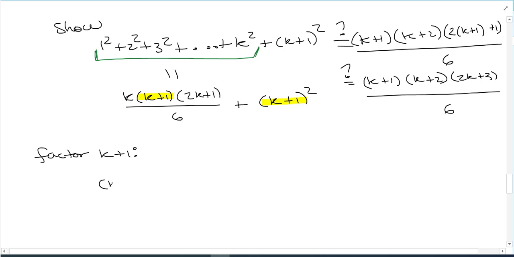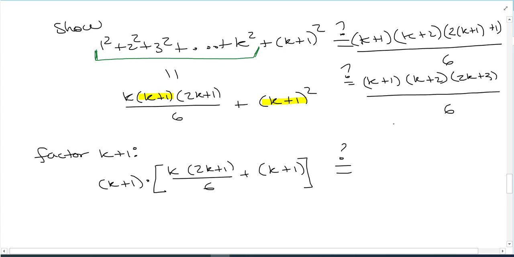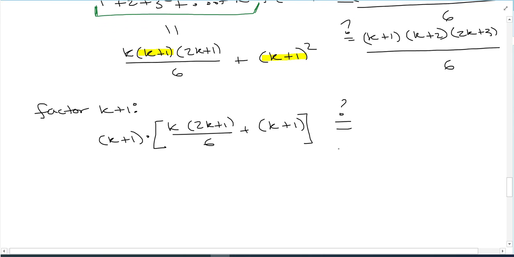So when I factor out a k plus 1, I'm left with k times 2k plus 1 over 6. Over here, right, we take the k plus 1 out. Plus, I'm taking one of these out, but I'm still left with 1 times k plus 1. So does that equal that side? Let me rewrite it so that we don't lose it as I keep scrolling to the top. So that's what we want to see.